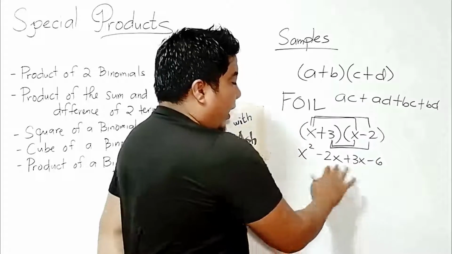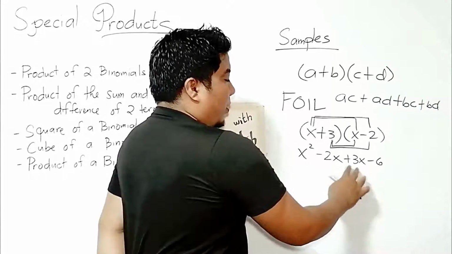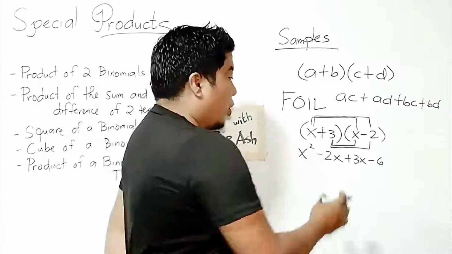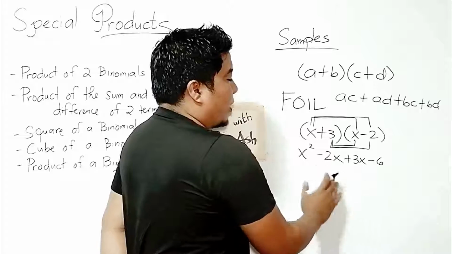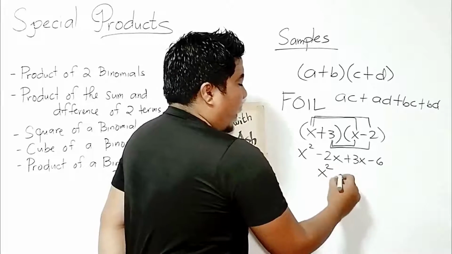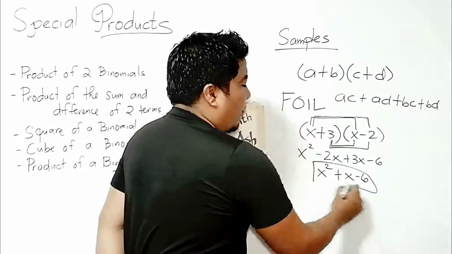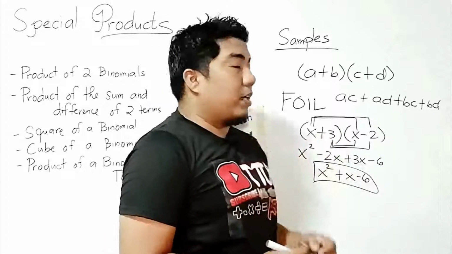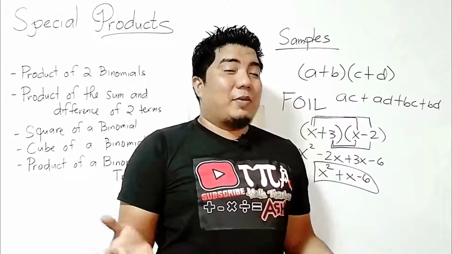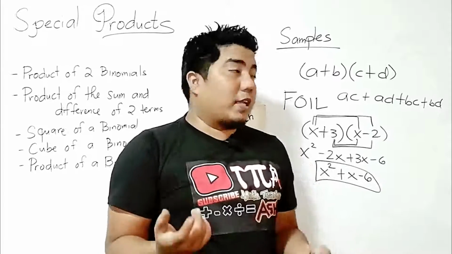So as you can see, in this portion, we have linear terms, meaning they are like terms. So we need to simplify this. What is the answer of negative 2x plus 3x? That is positive x. So we will have x squared plus x minus 6. And this will be your final answer for this given problem. Easy, right? Now, the question is, how do we solve this one using the vertical method?